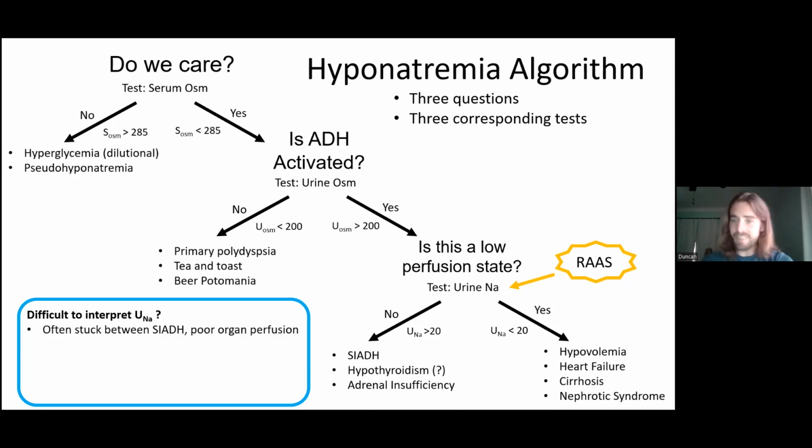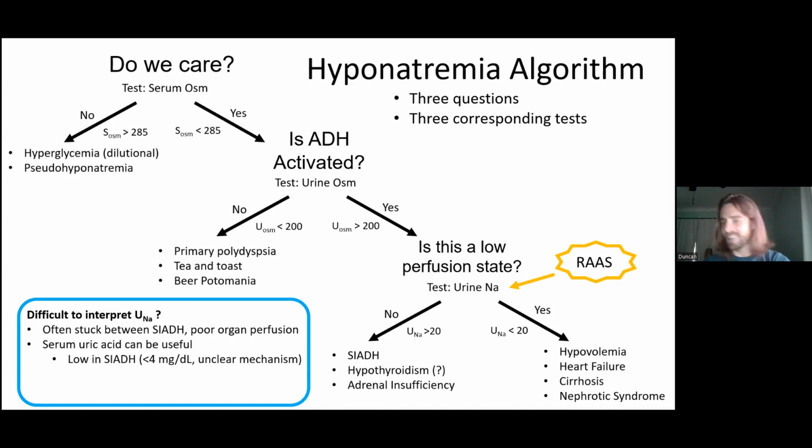And in these situations, we're often trying to differentiate between SIADH, which has a million different things that can cause it, versus poor organ perfusion. A lot of the same things that we use to check for a pre-renal AKI can be effective. And then also, for whatever reason in SIADH, uric acid can be particularly low.